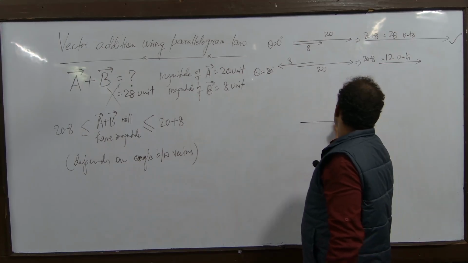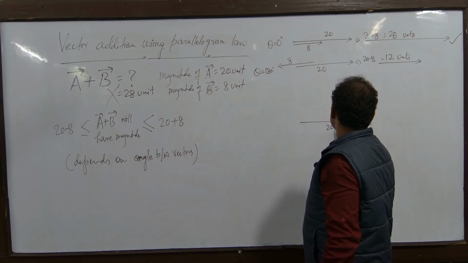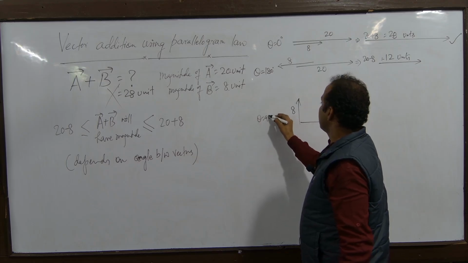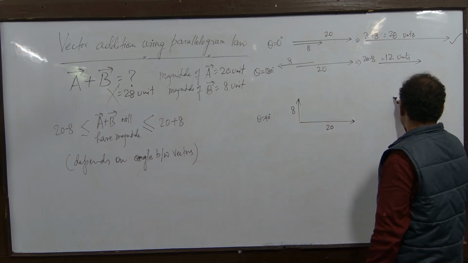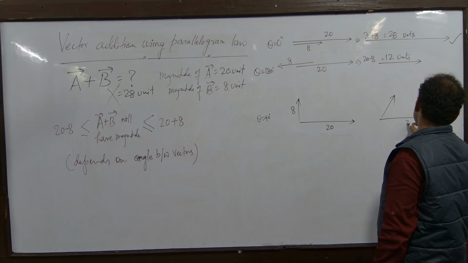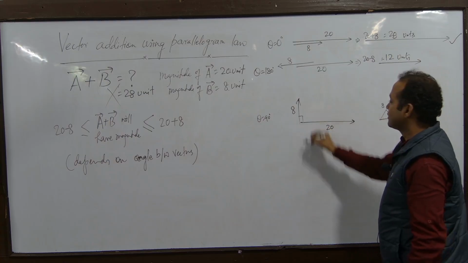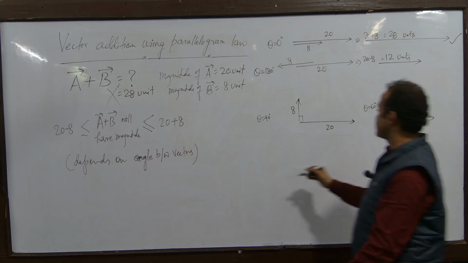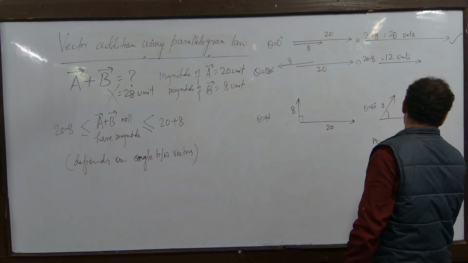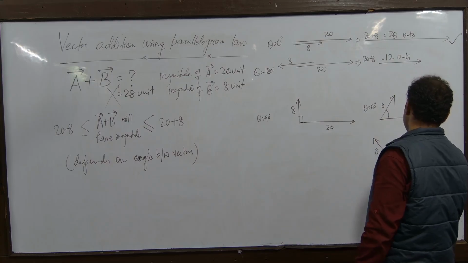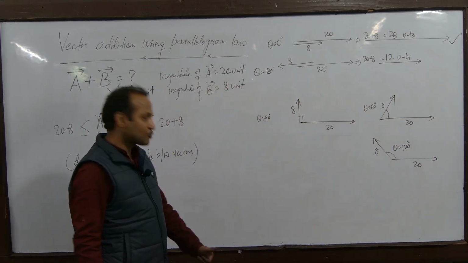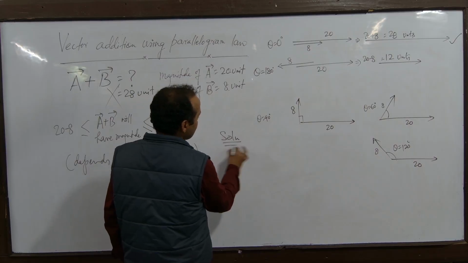Okay. But what about 90 degree? 20 and 8. What about 90 degree? What about acute angles? Say 60 degree. What about obtuse angles? I'm redrawing. 120 degrees. What will be the sum? The solution is very simple.